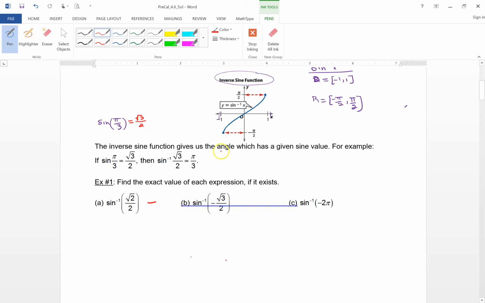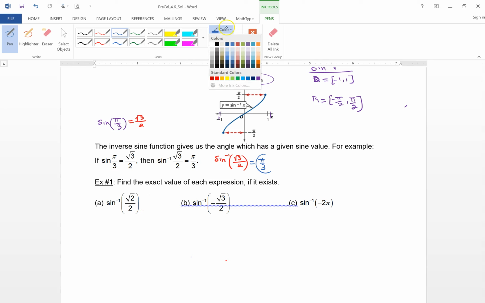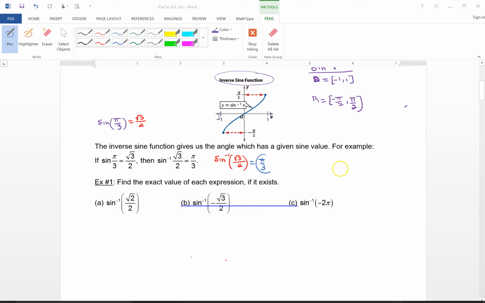So we say inverse sine of root 3 over 2. Okay, so what we're saying is, what is the angle, the sine of which is root 3 over 2? And the answer is pi over 3. Okay, so we're going in the opposite direction. All right, so let's just sketch a unit circle here.